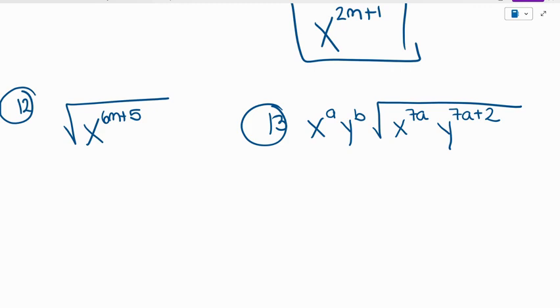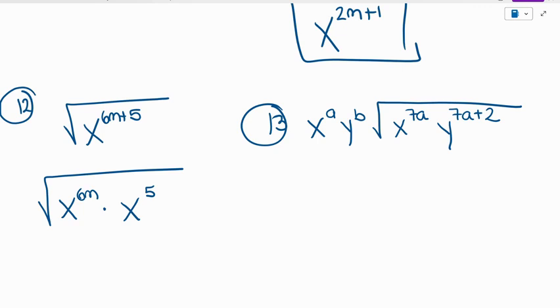Okay, someone tell me, what'd you get for number 12? Kai? Root x. How many people got that? Anybody want to see me do it? Okay, so the way I did this was I split this into x to the 6m times x to the 5th. And then I just sort of used my shortcut.